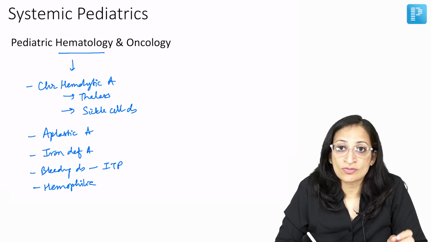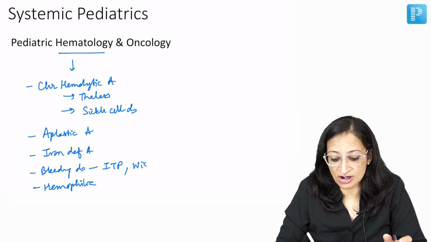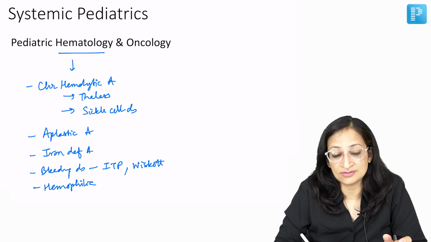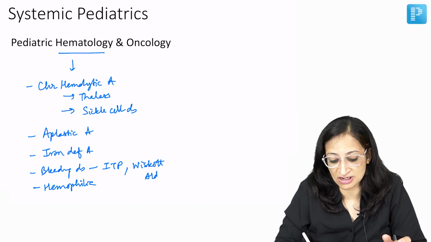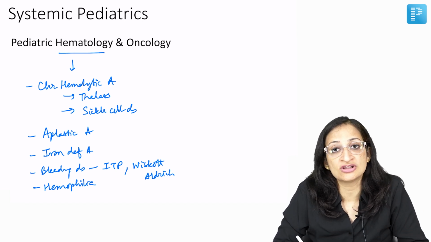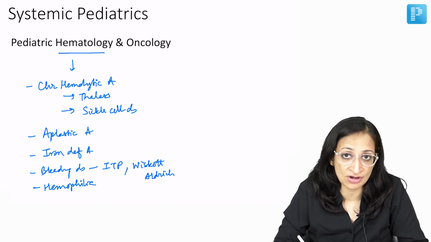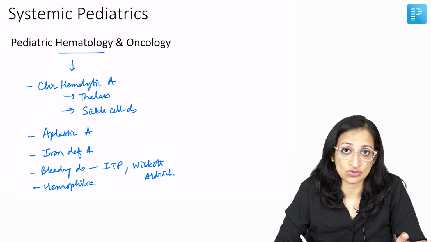Okay. And also apart from ITP, Wiskott-Aldrich syndrome, a couple of times in the INI-CET and the NEET-PG pattern, Wiskott-Aldrich syndrome has been asked. And what happens to the immunoglobulin levels in Wiskott-Aldrich? What is the typical triad in Wiskott-Aldrich? You need to know about.